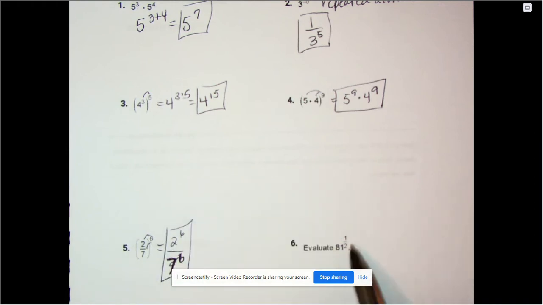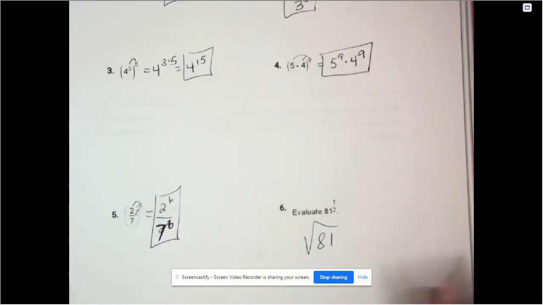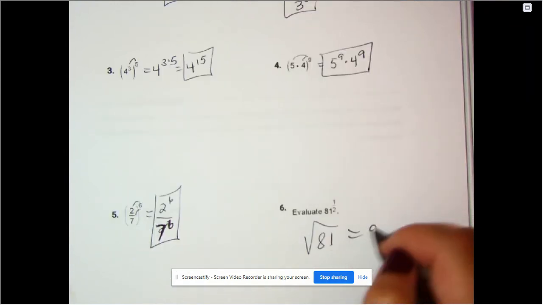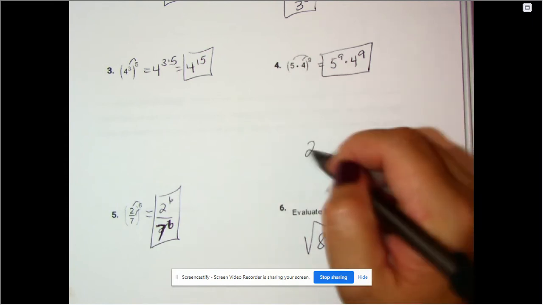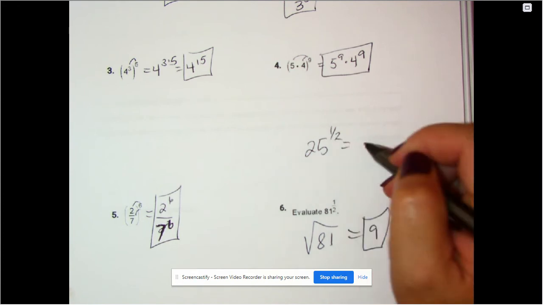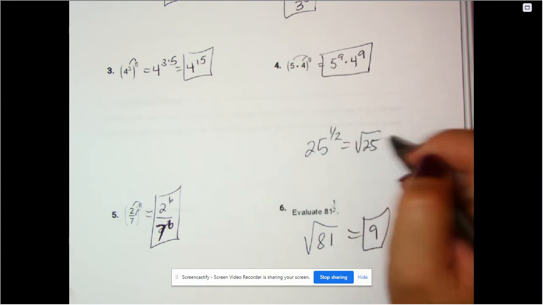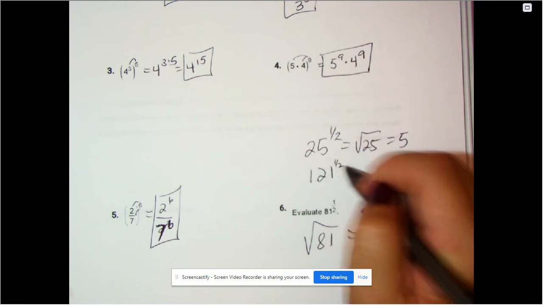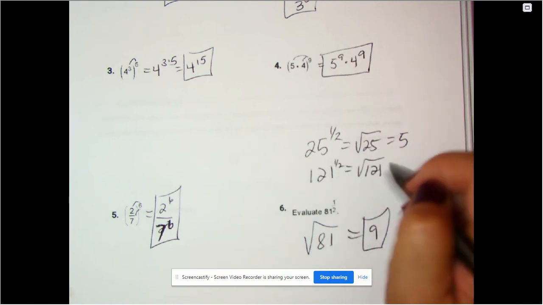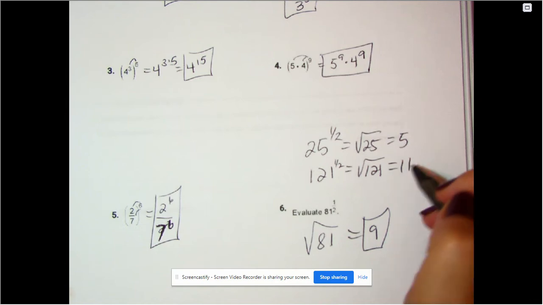And finally, we have 81 to the power of 1/2. Anything to the power of 1/2 just becomes the square root of 81. And so the square root of 81 can be simplified into 9. So anything to the power of 1/2. So you can go 25 to the power of 1/2 becomes square root of 25. 121 to the power of 1/2 becomes the square root of 121. That's just 11.